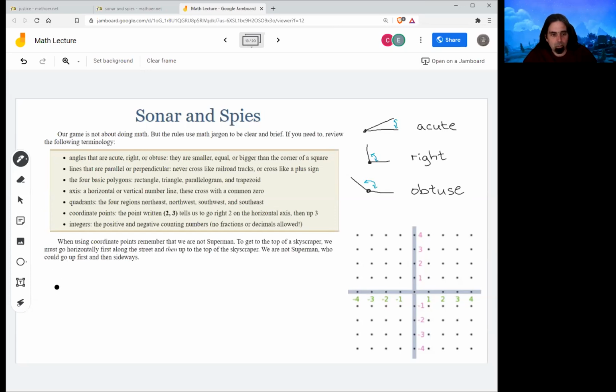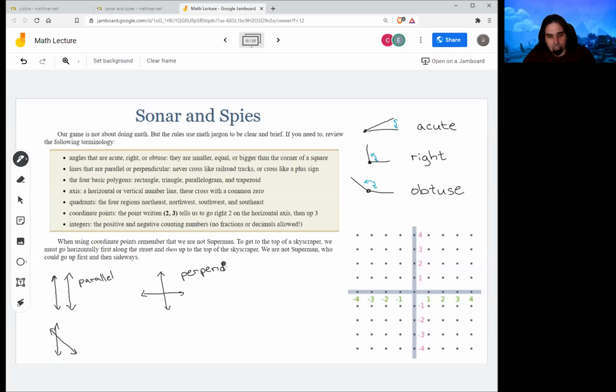Lines that are parallel are like railroad tracks. No matter how far you go, they will never cross. Lines that are perpendicular are like a plus sign, they make right angles. There are other lines that aren't either of those. They kind of cross a little bit, but not like a square. And those don't have a fancy name, but parallel, perpendicular.